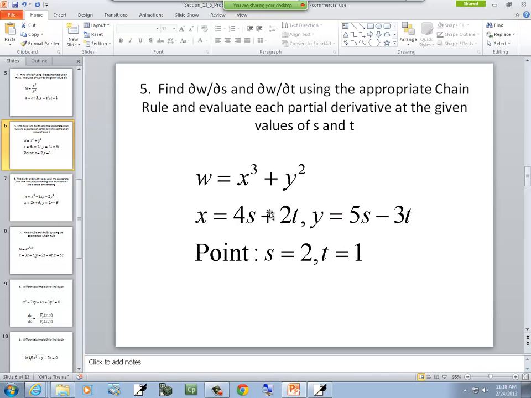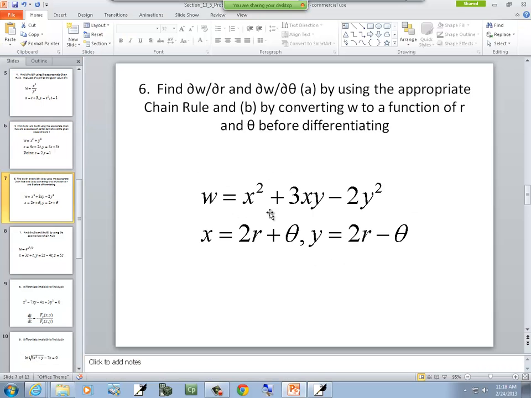Let's look at our next problem. It wants us to find a partial again. Here, instead of t's, we've got r and theta, which you can probably envision where we'll be using that in the future. T is like when you're dealing with time and so forth, probably physics type problems. Okay, so use the appropriate chain rule first.